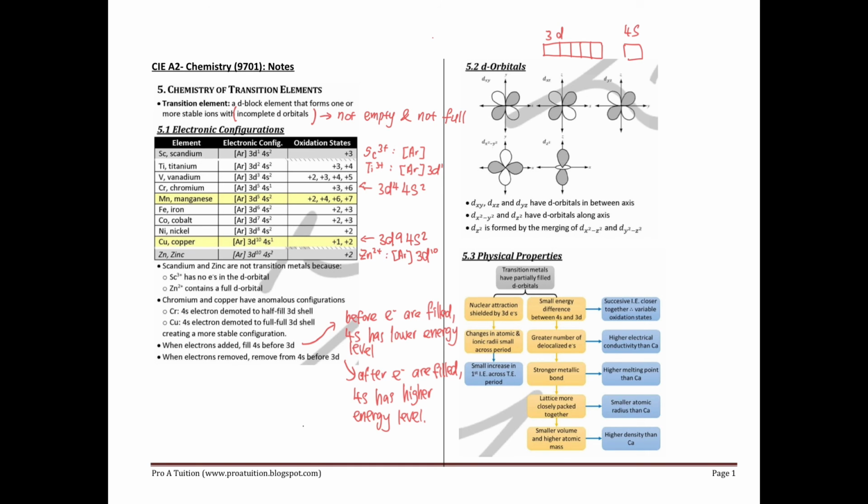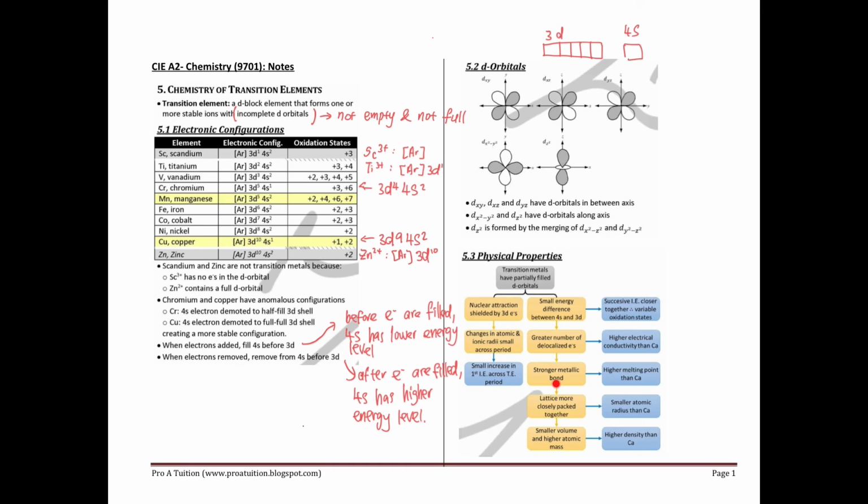Now, a stronger metallic bond makes the lattice more closely packed together. They have a stronger metallic bond, so they are closer together, because the metallic bond attracts and makes them closer together. The lattice is closer. Because of that, they have a smaller atomic radius compared to calcium, because of the stronger metallic bond.